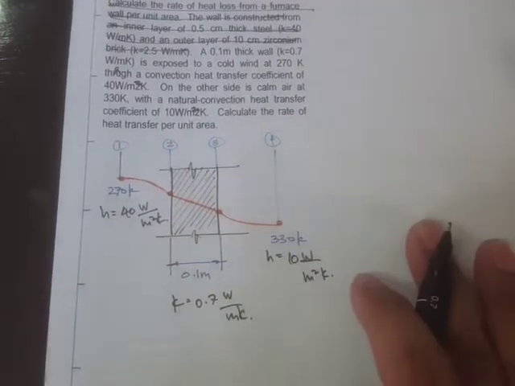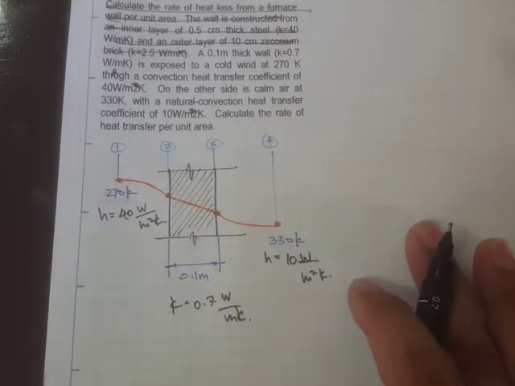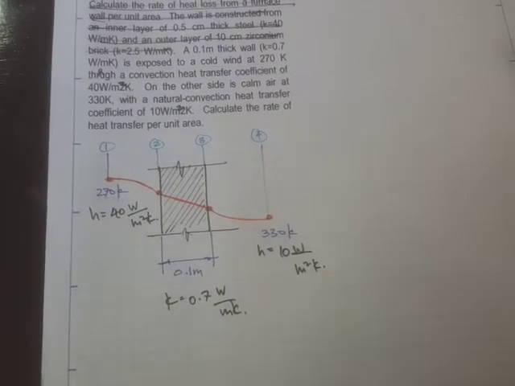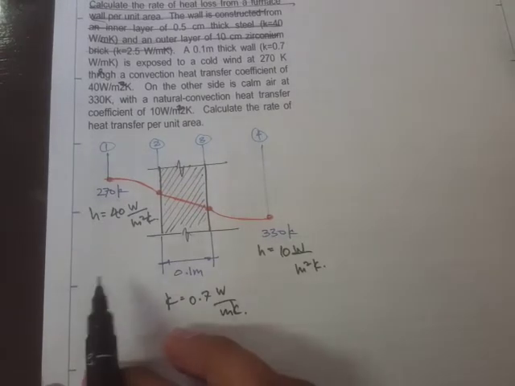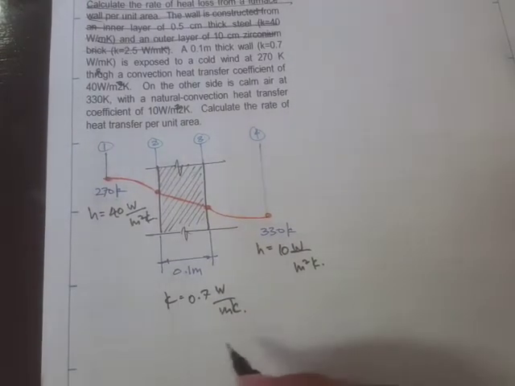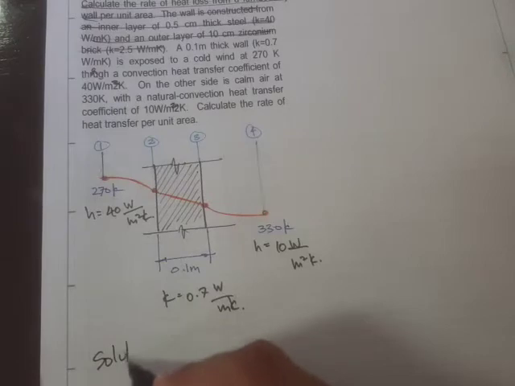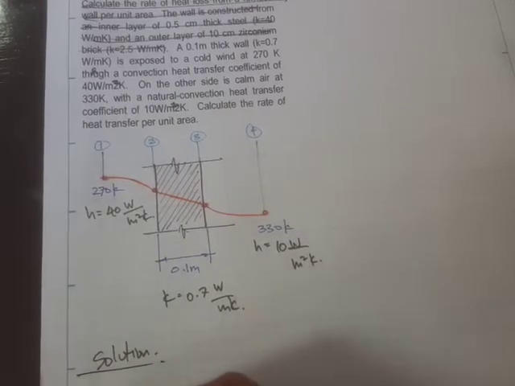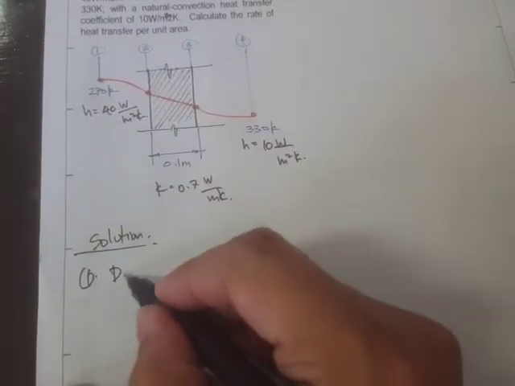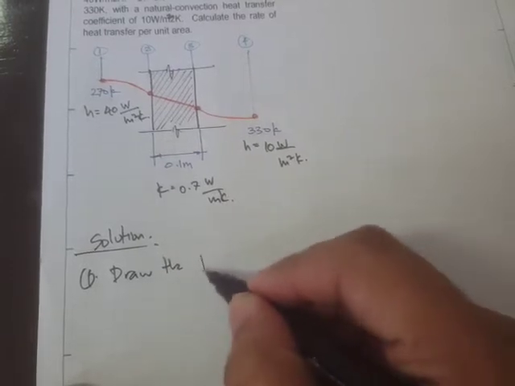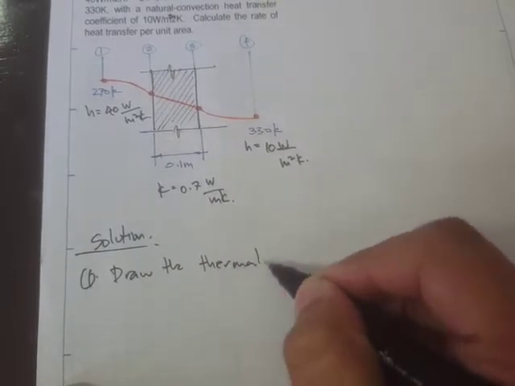Okay, so this is a combined conduction convection problem, which is simply a parallel, a series type of heat transfer problem. So for the solution, first let's draw the thermal diagram.